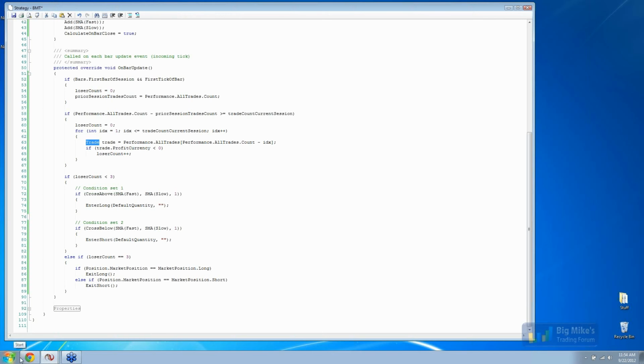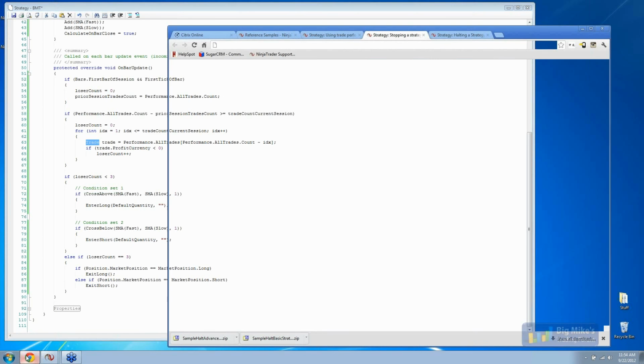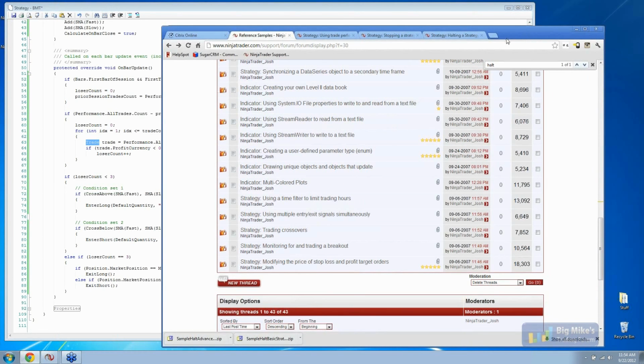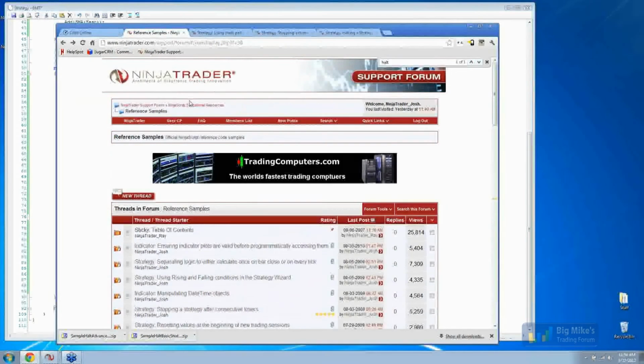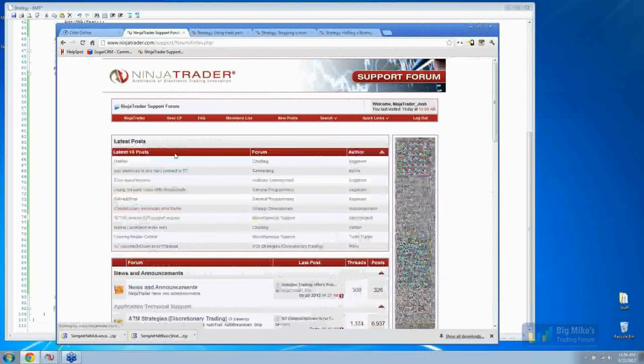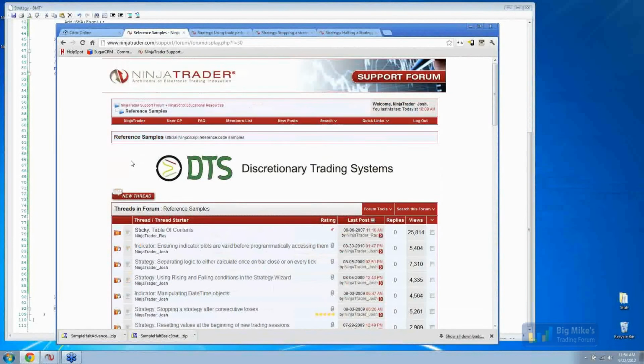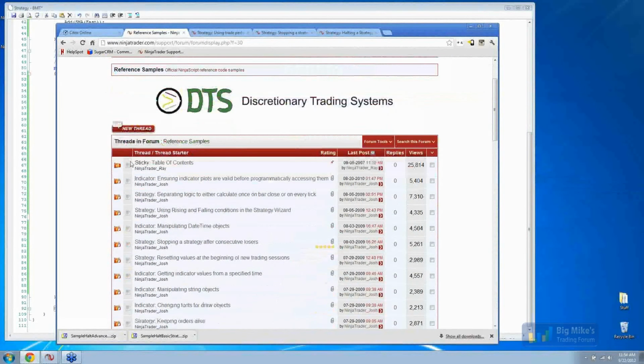But what I want to show you guys right now is over on our NinjaTrader support forum. Let me go ahead and bring this up here. On our support forum, there's a section called reference samples. You definitely want to go to this section called reference samples, and in here there are several key reference samples that you want to look at.